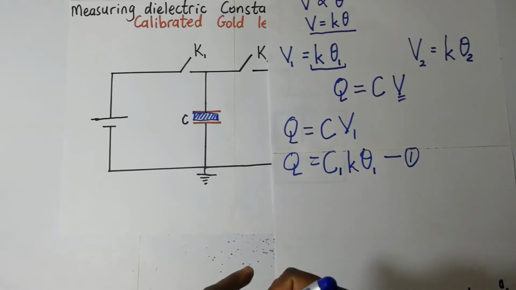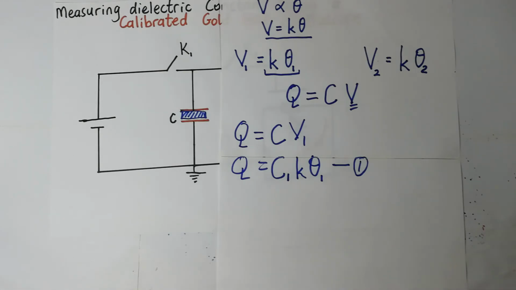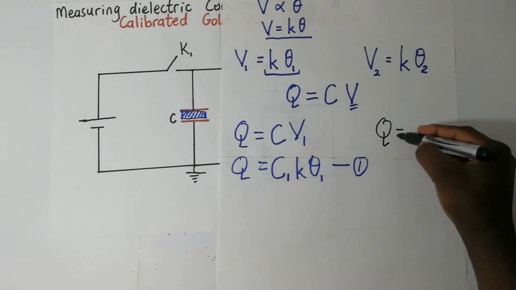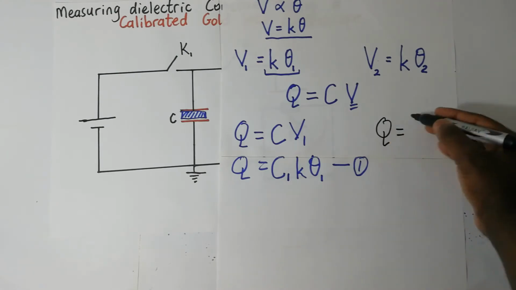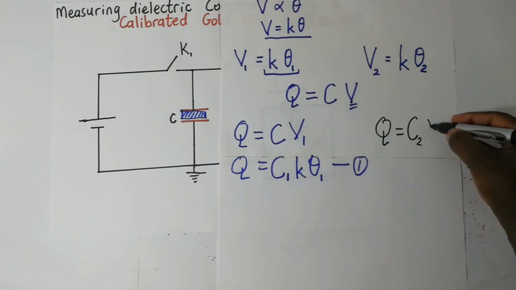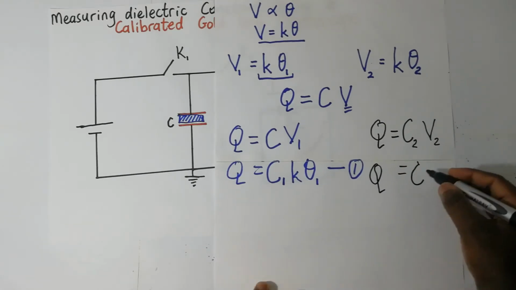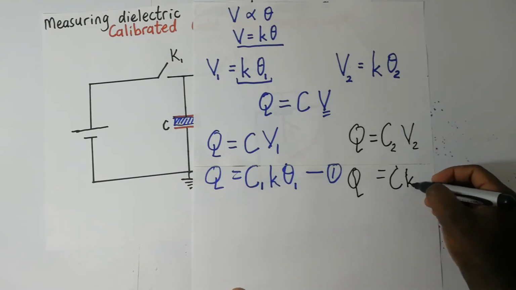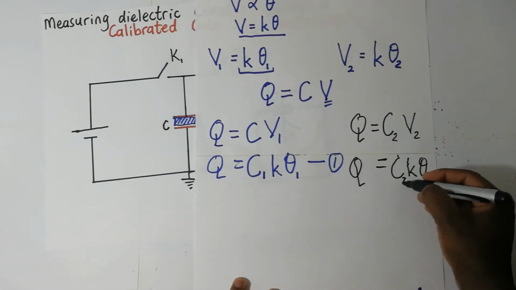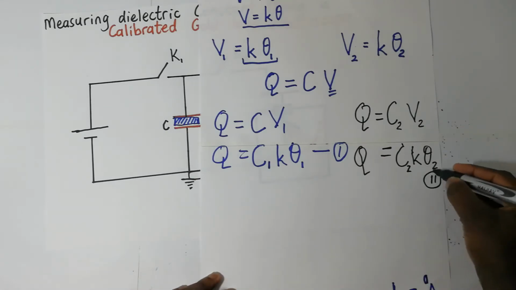Then let's do the same for the case when there is a dielectric between the two plates of the capacitor. We shall simply come here and say that the charge on the parallel plates of the capacitor is given by the capacitance of the capacitor with the dielectric, C2, multiplied by the voltage V2. In this case, Q is going to be C2 times V2, which so happens to be K times theta 2, like that. So this is going to become our equation 2 right there.